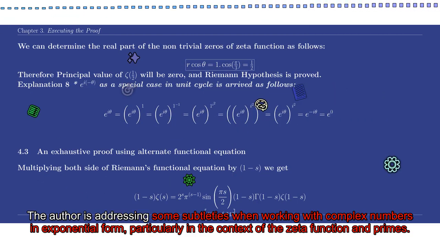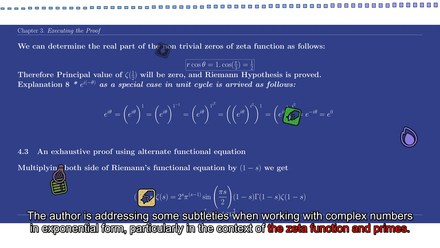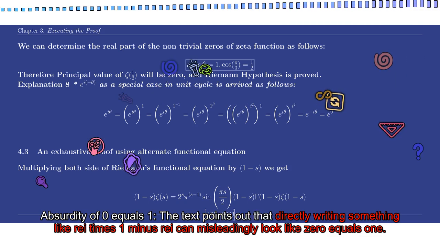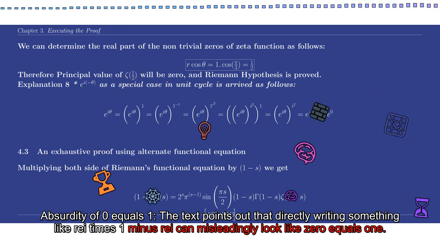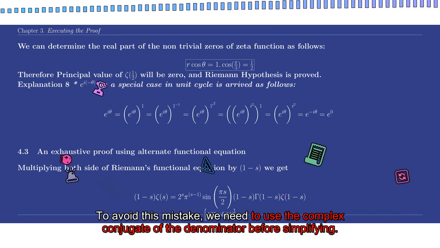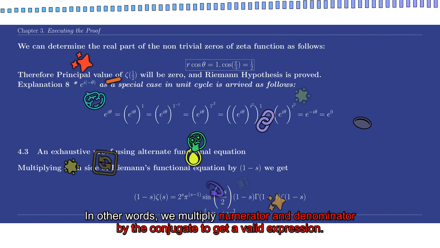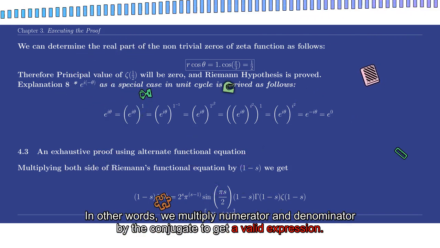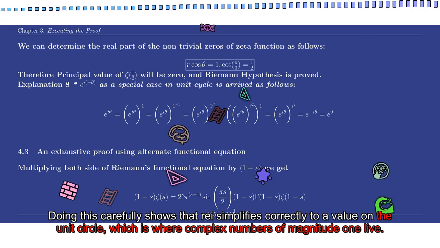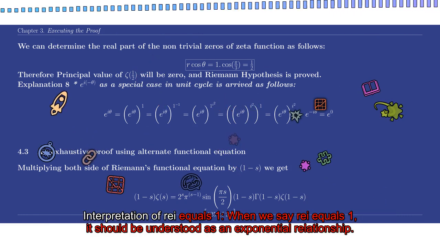The author is addressing some subtleties when working with complex numbers in exponential form, particularly in the context of the zeta function and primes. Absurdity of 0 equals 1. The text points out that directly writing something like r times 1 minus r can misleadingly look like 0 equals 1. To avoid this mistake, we need to use the complex conjugate of the denominator before simplifying. In other words, we multiply numerator and denominator by the conjugate to get a valid expression. Doing this carefully shows that r simplifies correctly to a value on the unit circle, which is where complex numbers of magnitude 1 lie. Interpretation of r equals 1.